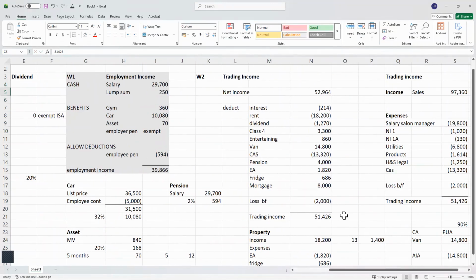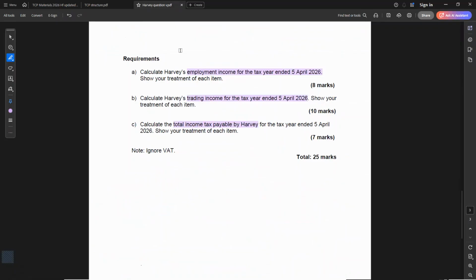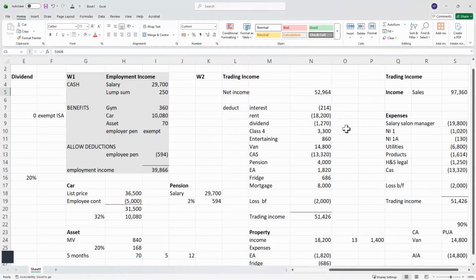So this was part B of the question, and this was worth 10 marks. So you can see here plenty of easy and medium marks available to achieve the full 10 marks for this question, just clearly setting out the treatment of each item and making sure where you've stripped some income or expenditure out that is taxable elsewhere, that it's both stripped out and then taxed in another schedule.